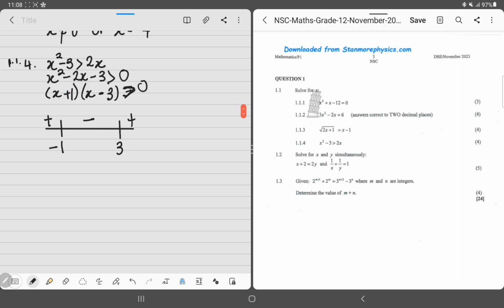So we are looking for the x values that when you substitute, they give you an answer that is greater than 0. So this is positive from here going that way. This is also true this side. So x must be less than negative 1 or x should be greater than 3.